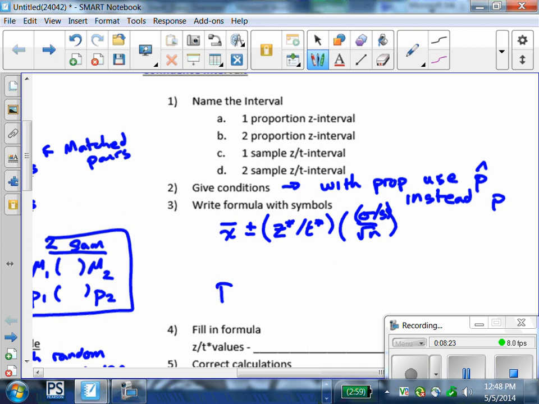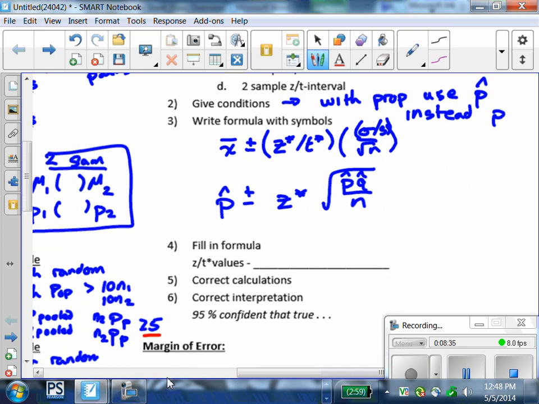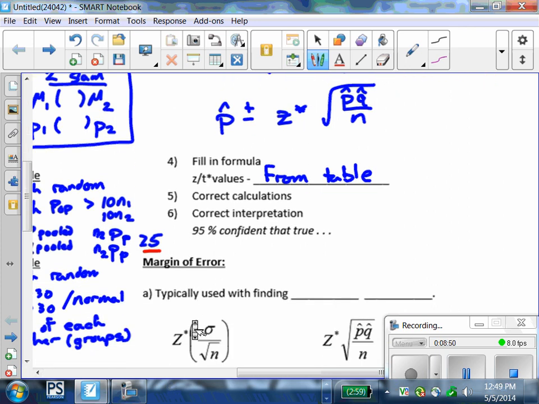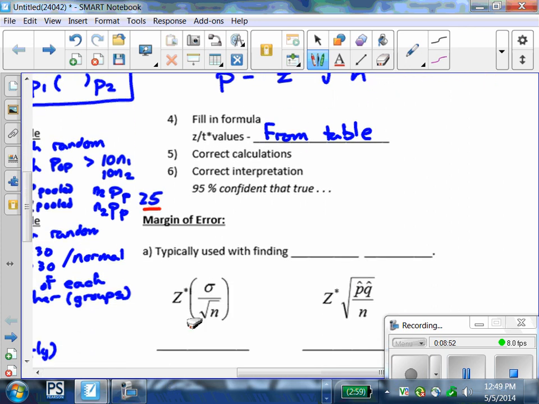And then for proportions, right, we're using p hat. P hat plus or minus, this will always be a z star, and then the square root of p hat q hat over n, always the case. When you're getting that z or the t star value, remember we get those from the table. Z star is the last row on the table typically. Make sure you just show that you can do the right work. You plug things into the right place. You're going to let the calculator do the work and then get the correct interpretation.